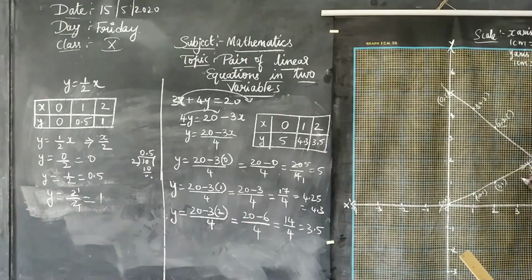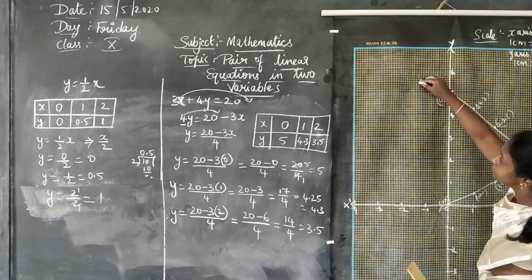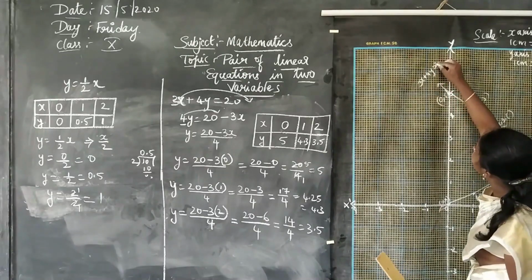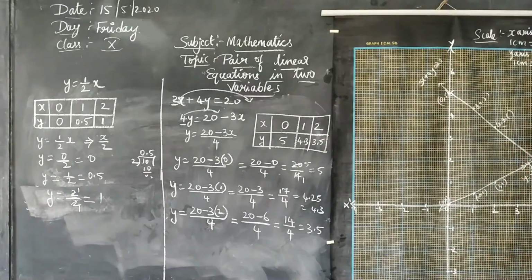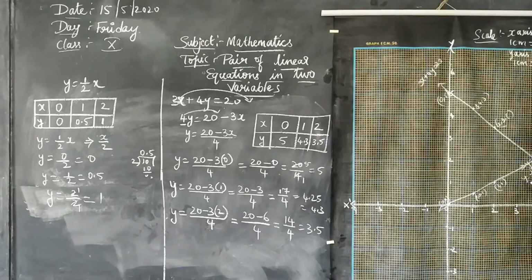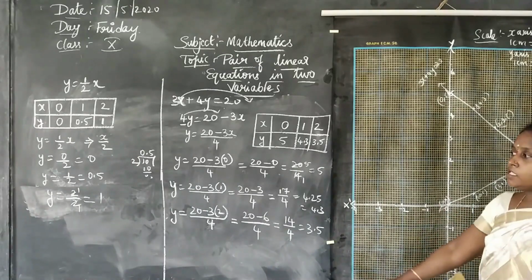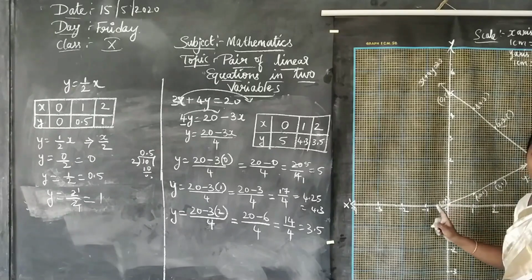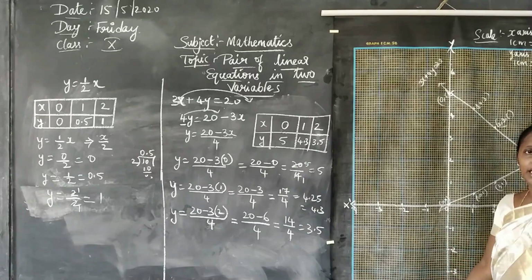This equation I write here, y equals 1 by 2x. And what is this equation? This is 3x plus 4y equals 20. Is it clear? These are two lines getting intersected. Any doubt with this, children? This is how you are going to represent the given values graphically. This is also called representing the graph geometrically.